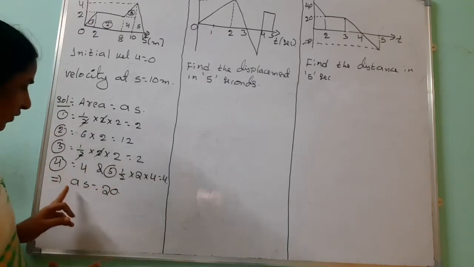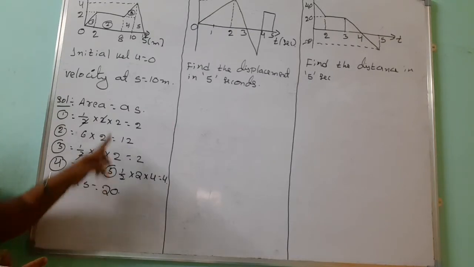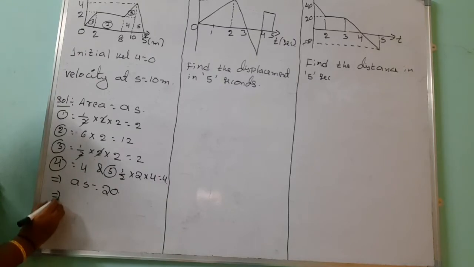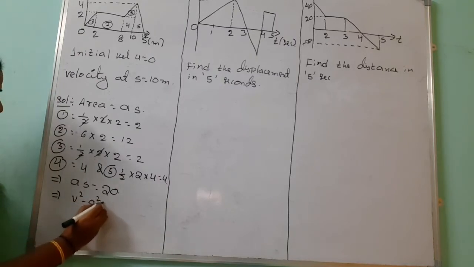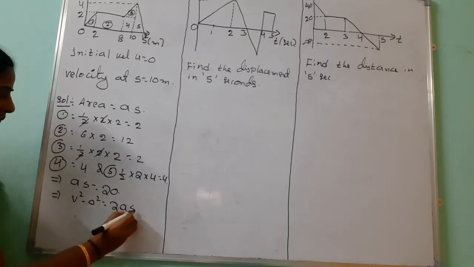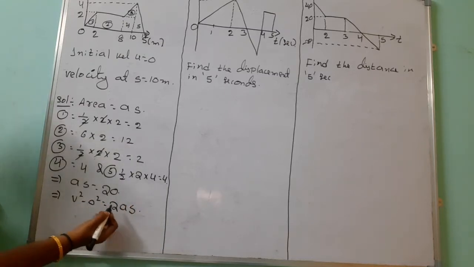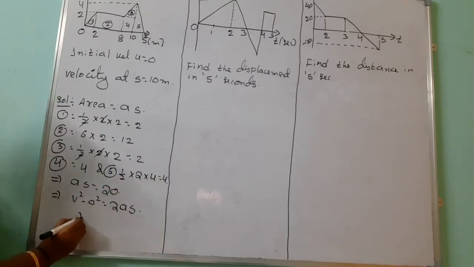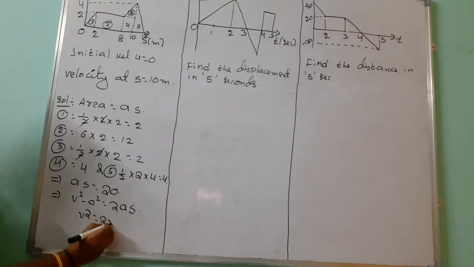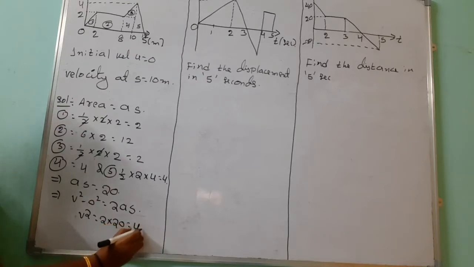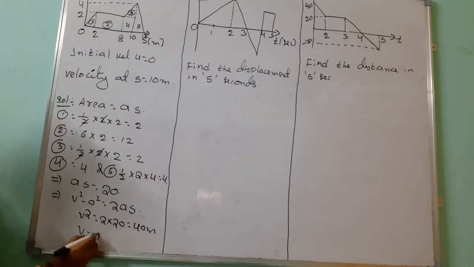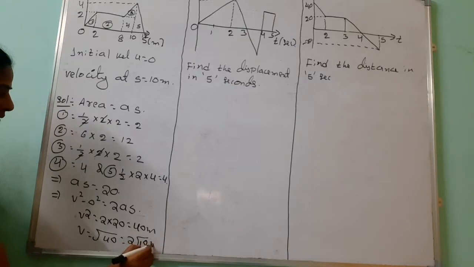So from this graph we calculate A into S, and clearly they have mentioned initial velocity equals 0. We can go through the v square minus 0 square equals 2as formula. From this you already know that as equals 20 meters. So v square equals 2 into 20, 40. So the velocity at s equals 10 meters is v equals under root 40, that is 2 root 10 meters per second.